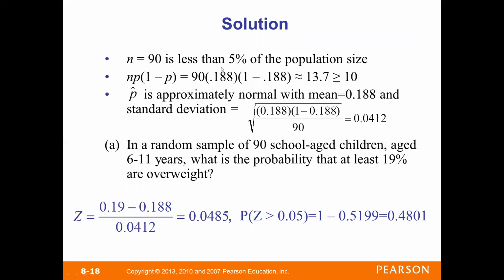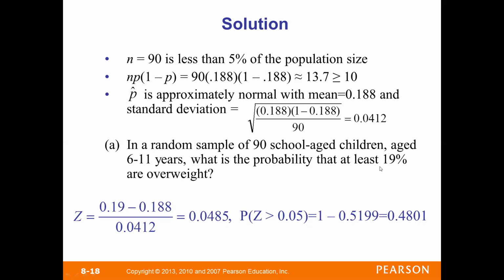So 90 is certainly less than 5% of the population. 90 times 0.188 times 1 minus 0.188 is greater than 10. So again, we know that this would be approximately normal now, and they're independent. The p-hat distribution will have a mean that's approximately 0.188, and the standard deviation will be the square root of 0.188 times 1 minus 0.188 over 90, which is 0.0412.